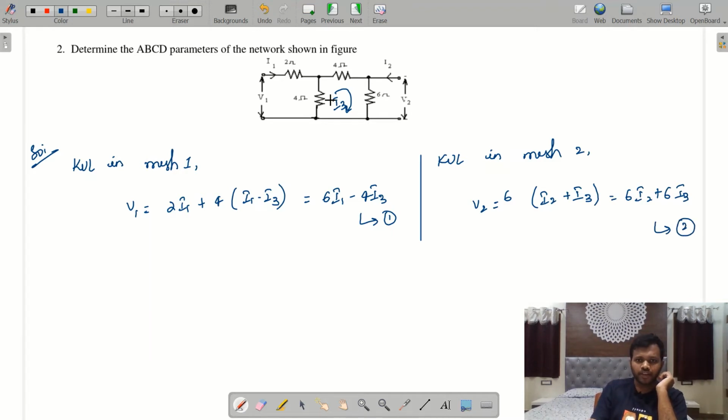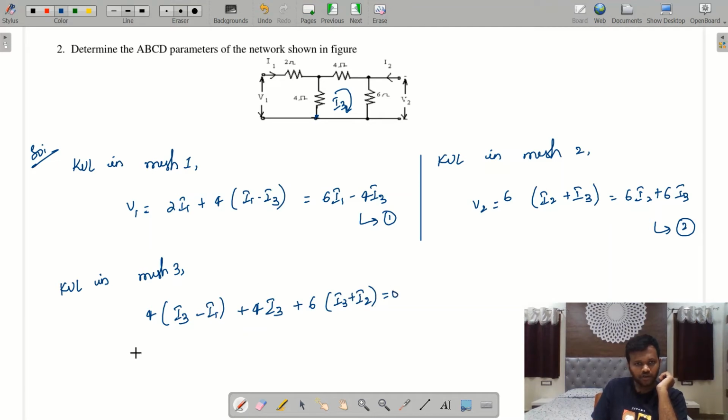Now applying KVL in the third mesh, what will I get? I am starting from here. I will calculate all the voltages in the loop and equate it to 0. So 4 into (I3 minus I1) plus 4 into I3 plus 6 into (I3 plus I2) equal to 0. So 4 plus 4 plus 6, 14 I3 equal to 4 I1 minus 6 I2.